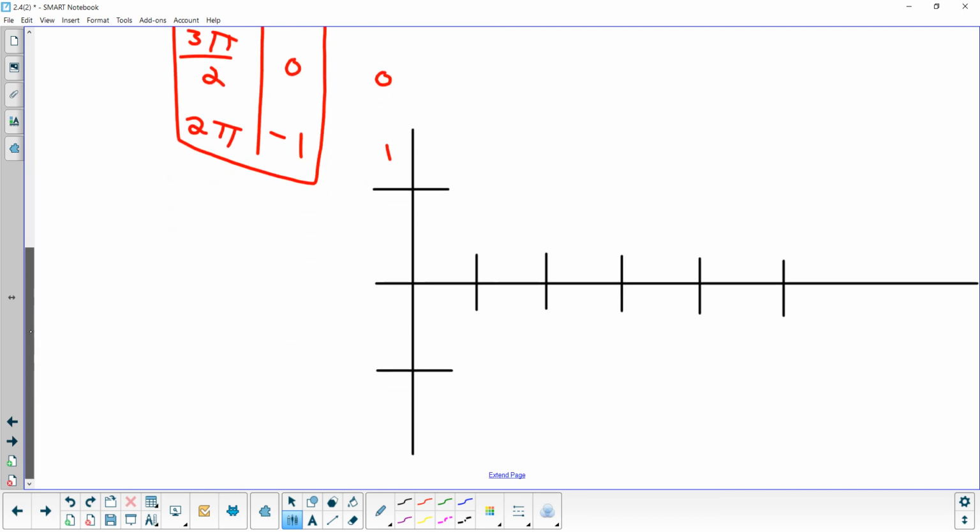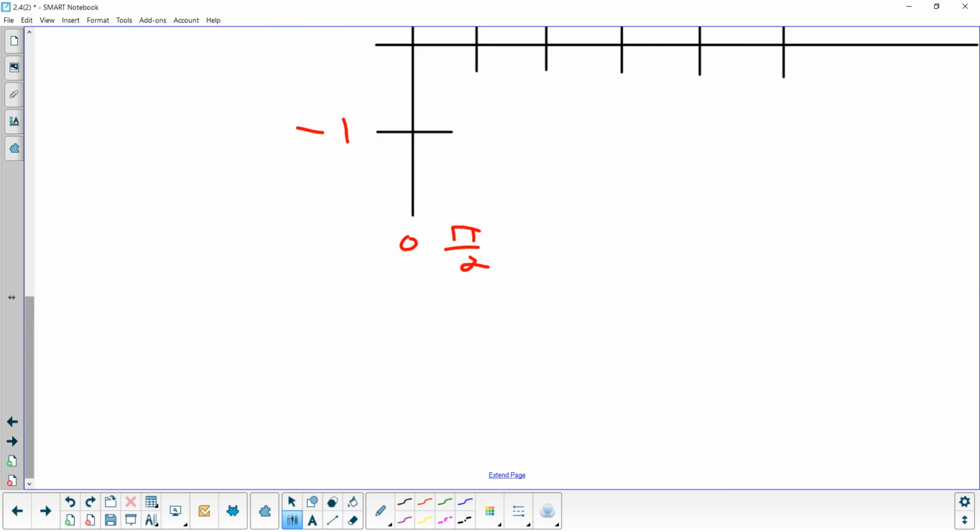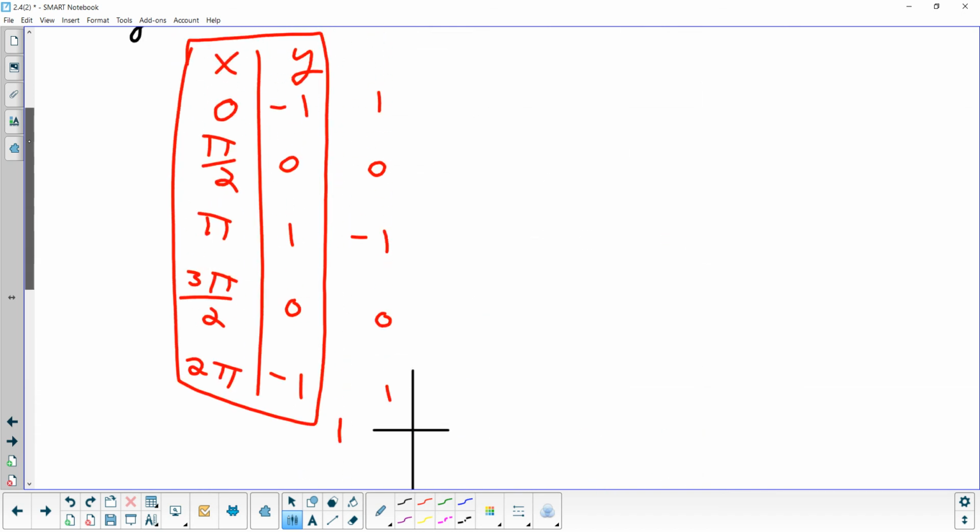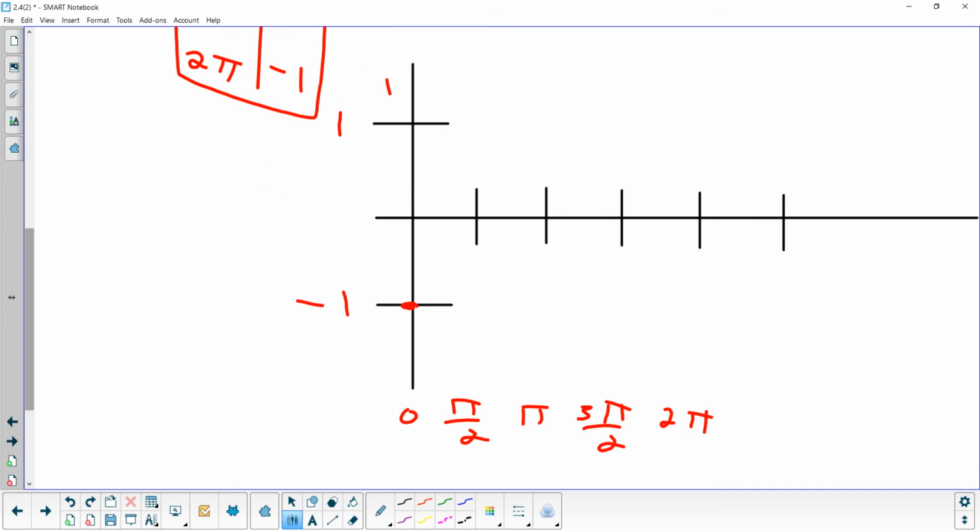Okay, so let's set this up. 1 and negative 1. 0, pi over 2, pi, 3 pi over 2, 2 pi. Again, I put my labels down there so I don't end up drawing over them. Okay, so negative 1, 0, 1, 0, negative 1. Normally when we sketch cosine, it's the part of the wave that's dipping down. This is the part of the wave that's going up. Like that.